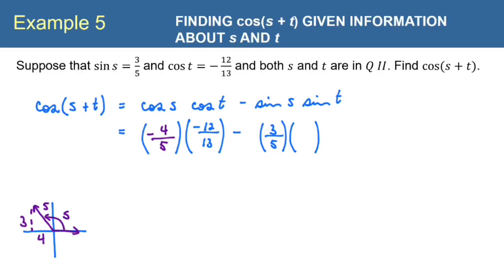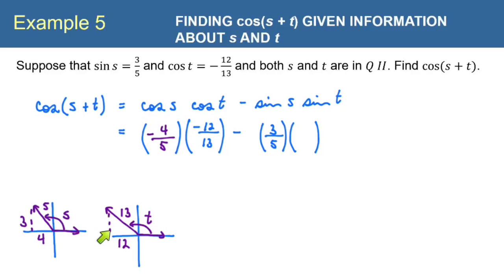Let's do the same thing for angle T. Now we're told that angle T is also in quadrant 2. So I've drawn a quadrant 2 angle, and now I'll close up my triangle here. And they told us that the cosine of T is negative 12 over 13. Now we know it ought to be negative because T is a quadrant 2 angle, but the 12 over 13 represents x over r. So the horizontal side is 12 and the hypotenuse is 13.